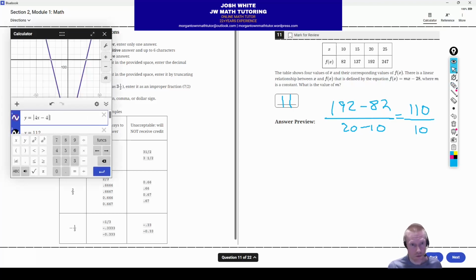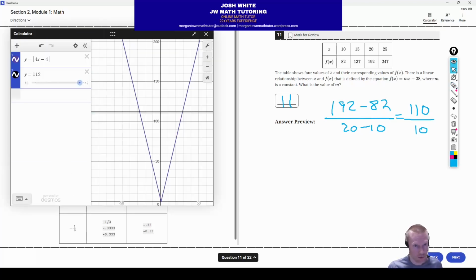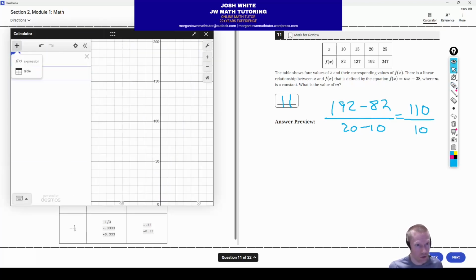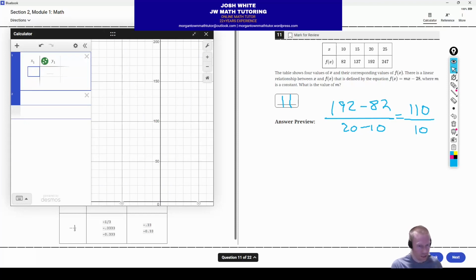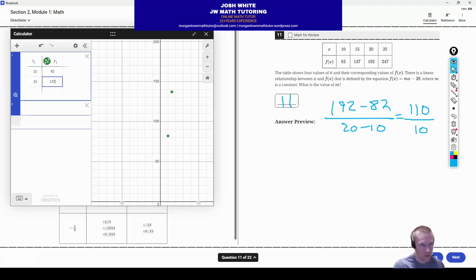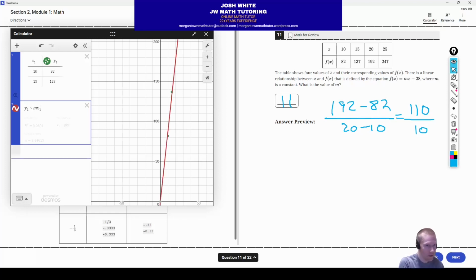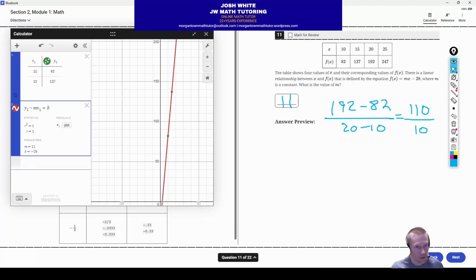But you could also, of course, double check this and do it in Desmos as well. All you have to do is technically put any 2 points in the table. So I'm going to pick 2 different points just to show you and then do a linear regression and show you that I still get the same answer. Okay, here we go. M is 11. That's what we got. That confirms B is negative 28. We already knew that, but that just confirms that we have the same line.